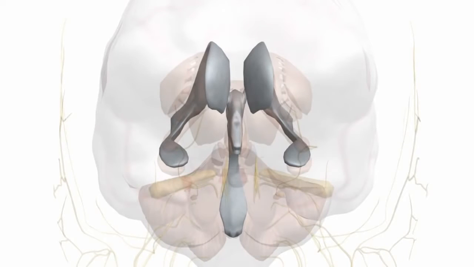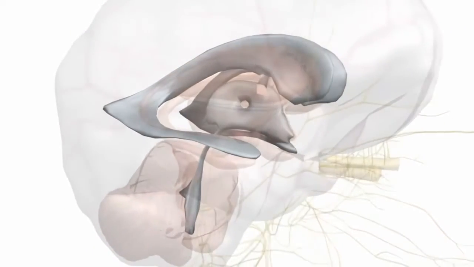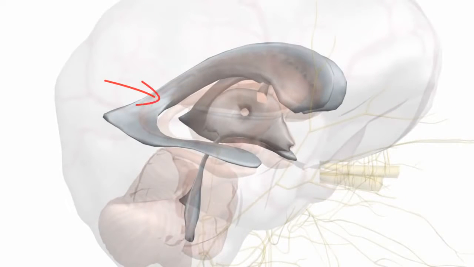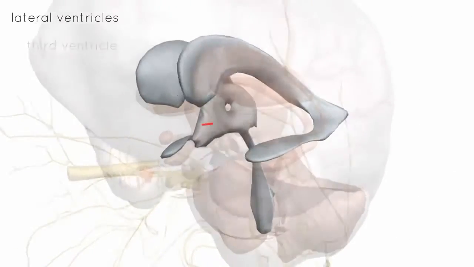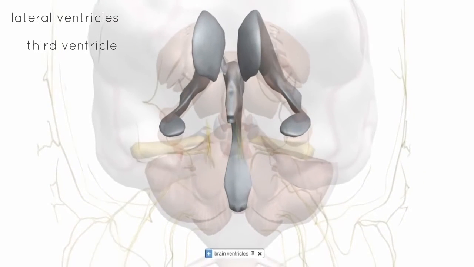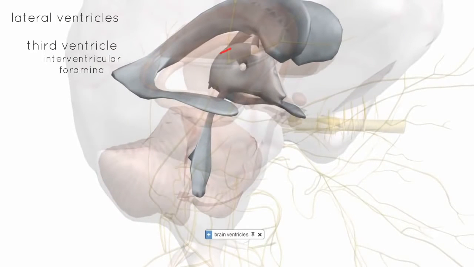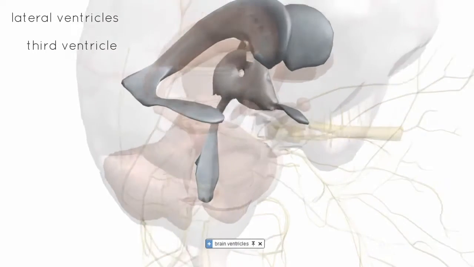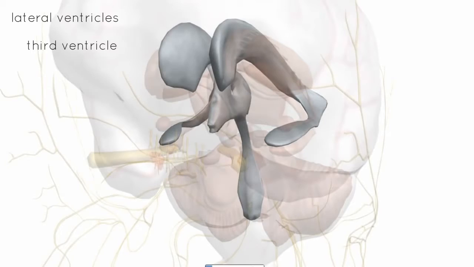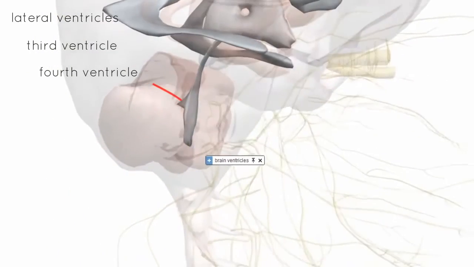I've just switched to a diagram of the ventricular system of the brain. You can see these C-shaped ventricles on either side. These are the lateral ventricles. You've got one on either side, and they connect to a third ventricle which sits in the midline. They're connected to the third ventricle by the interventricular foramen, or foramina plural, these little bits on either side. And then the third ventricle connects to the fourth ventricle, which lies within the pons.